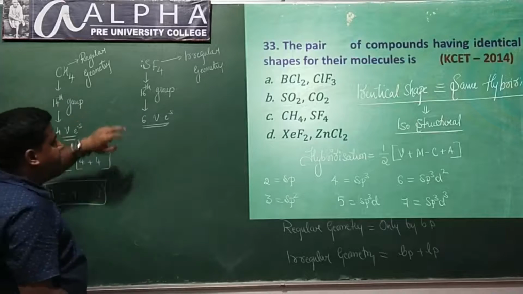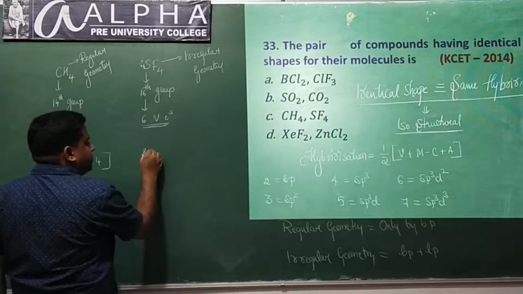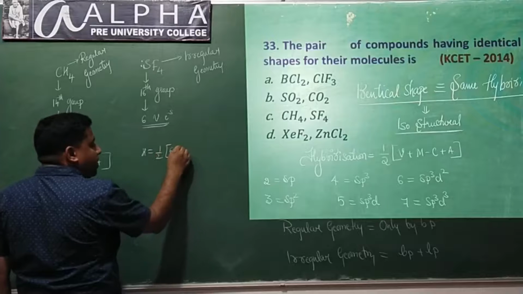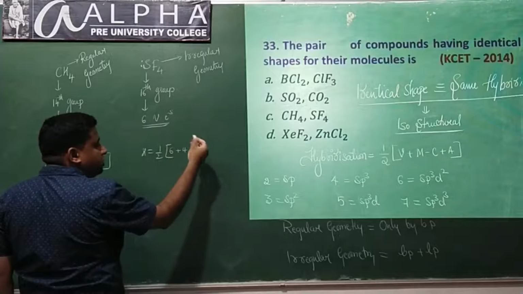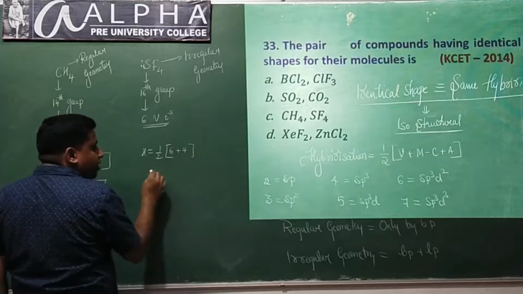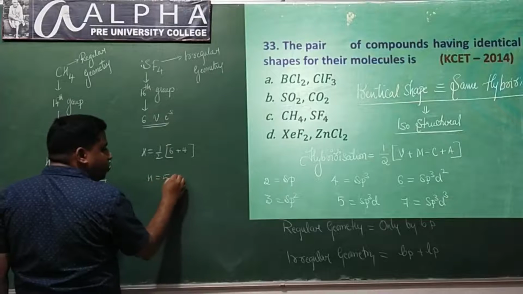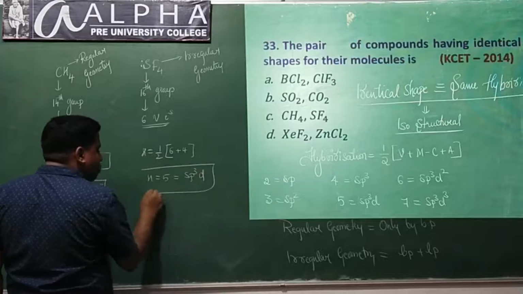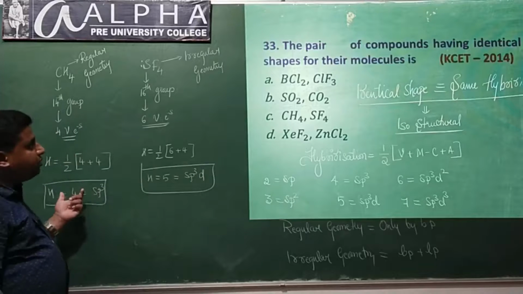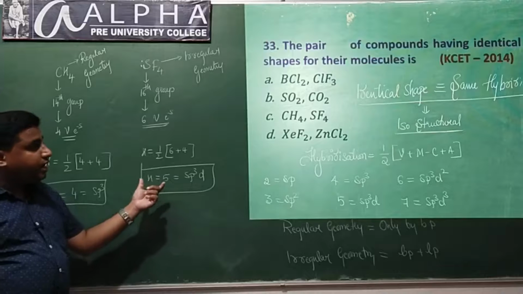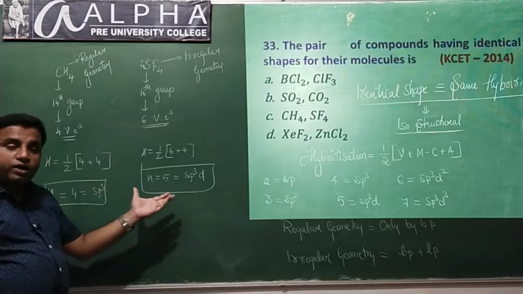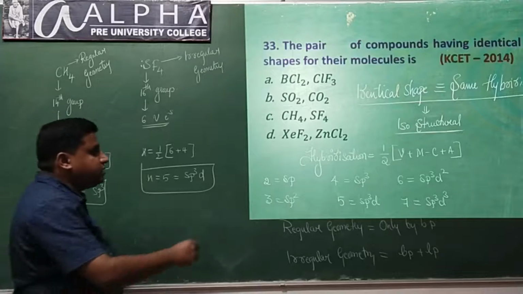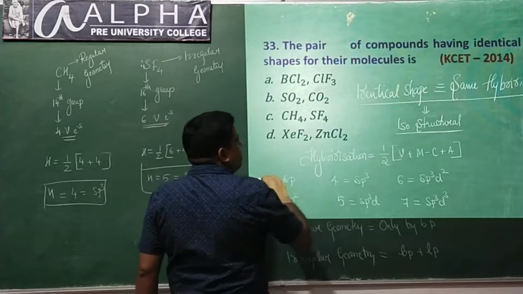Next, here let us calculate. Hybridization is equal to half of, your valence electrons is 6, number of monovalent atoms 4, positive charge 0, negative charge 0. 6 plus 4 is 10, half of 10 is 5. H is equal to 5 means it is sp3d hybridization. Well, this has sp3 hybridization, this has sp3d hybridization. They have different hybridization. Different hybridization means different shape. Hence, even option C cannot be the answer.